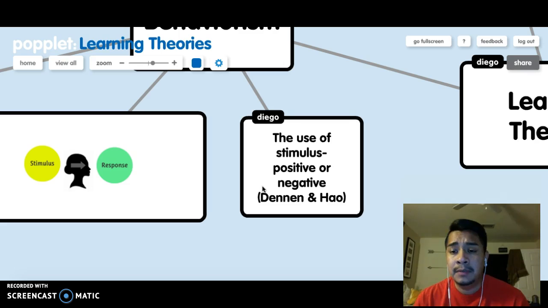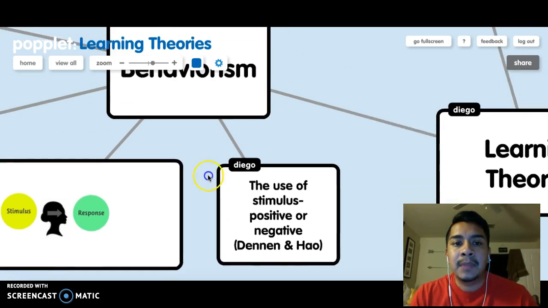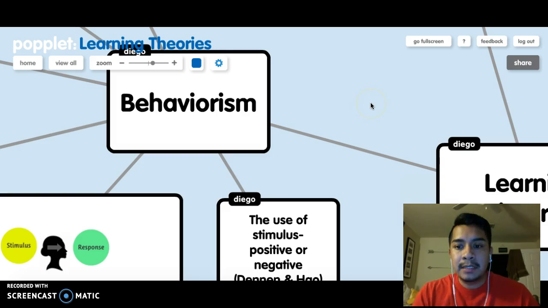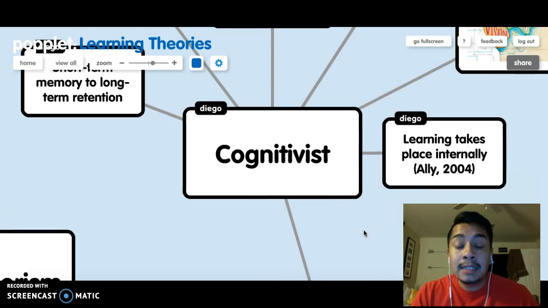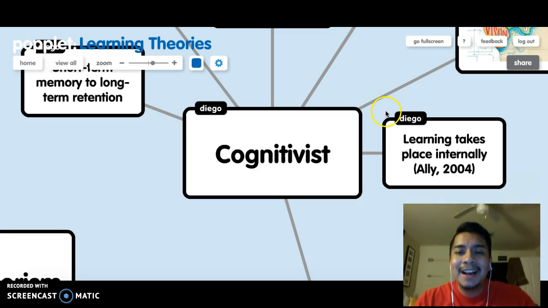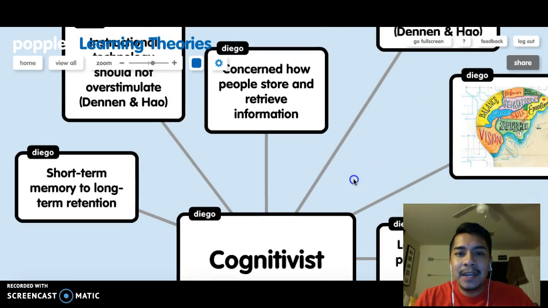That's what I was saying whenever app designers are designing maybe a ding with a green light and a buzz with a red light, letting us know that it is right or wrong. So that's behaviorism. The next one is cognitivist. Okay, there we go. And this is very, very internal.